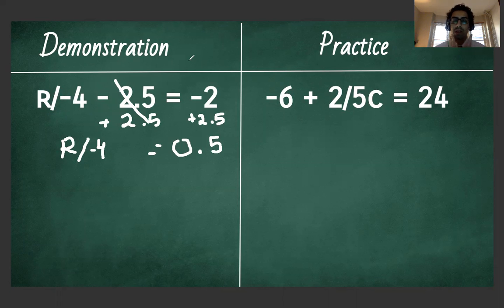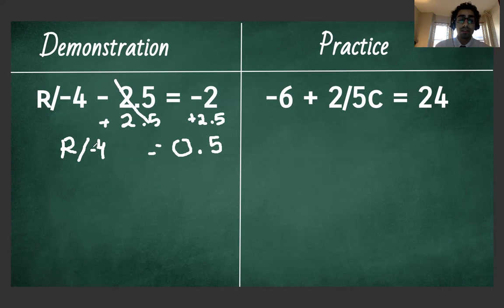But remember, now that we have negatives being thrown into the mix and decimals and fractions, we just got to be mindful of what our signs are, okay? So -2 plus 2.5 is 0.5. So now I have a variable, a coefficient, something attached to the variable, and a constant. In order to get rid of the coefficient, I'm going to use the inverse operation.